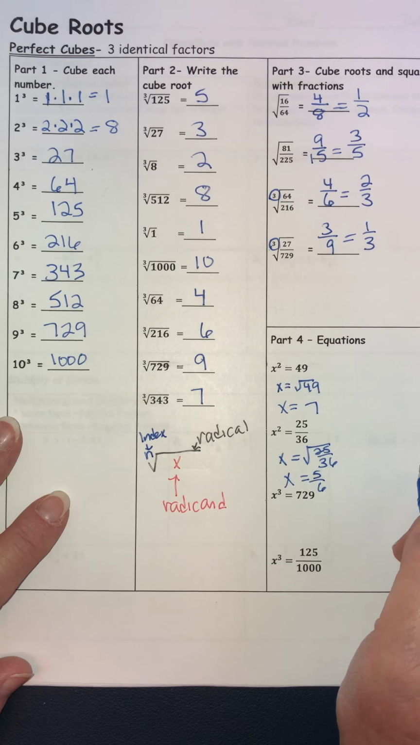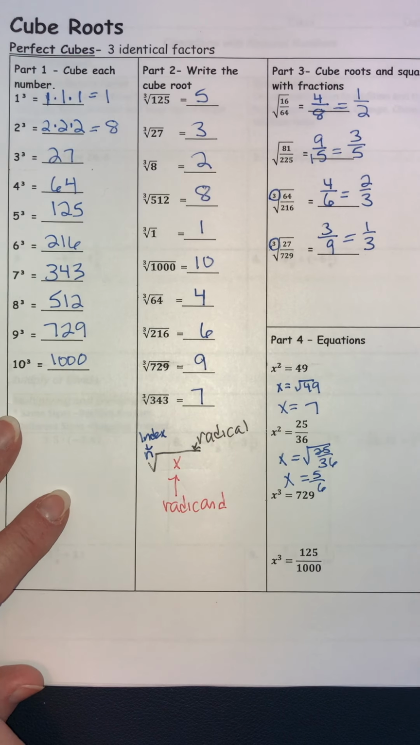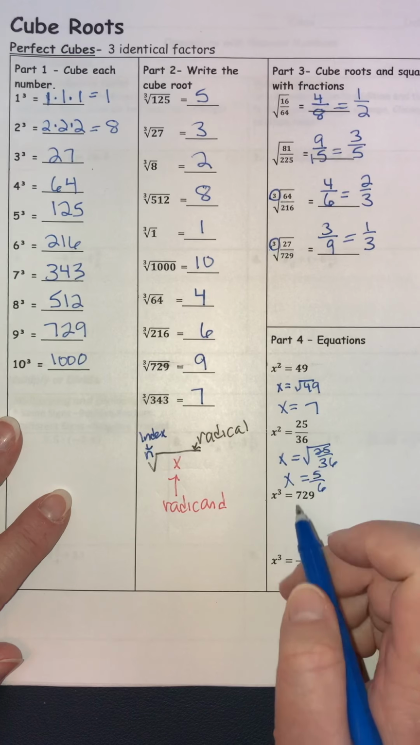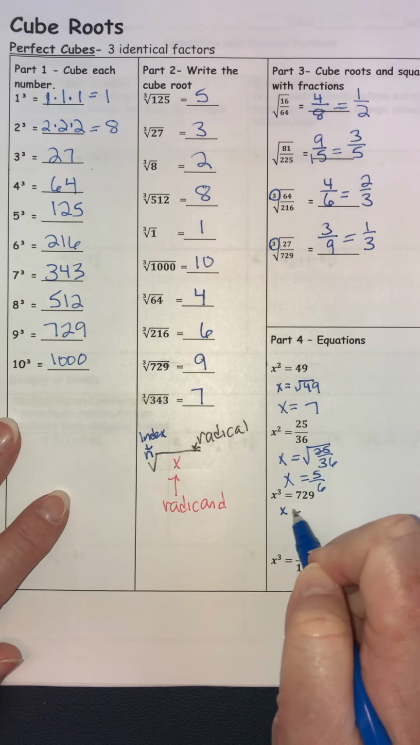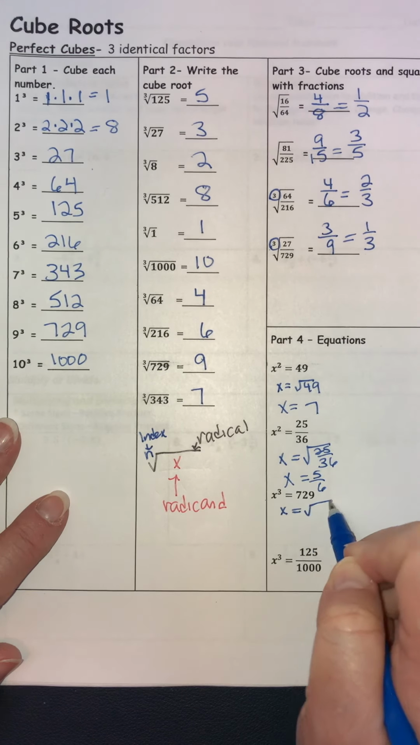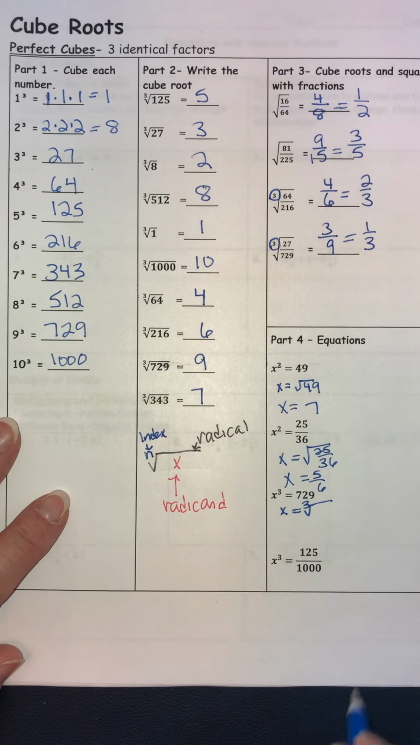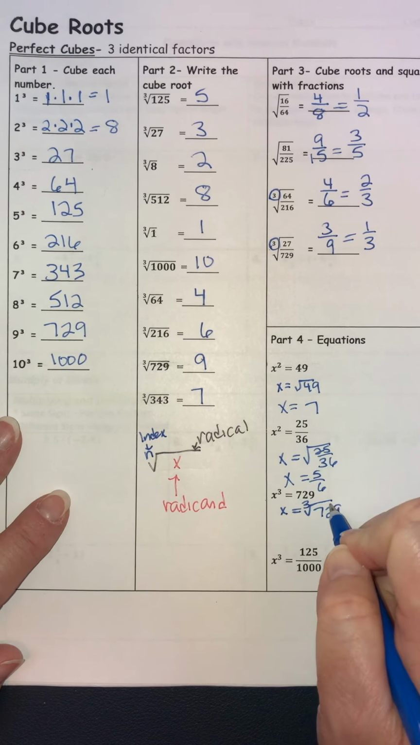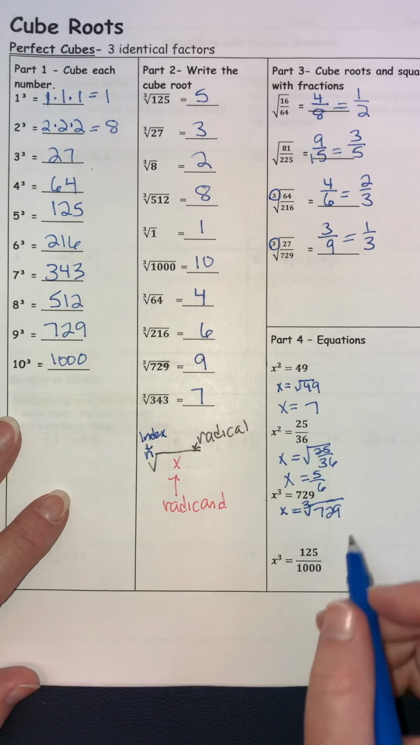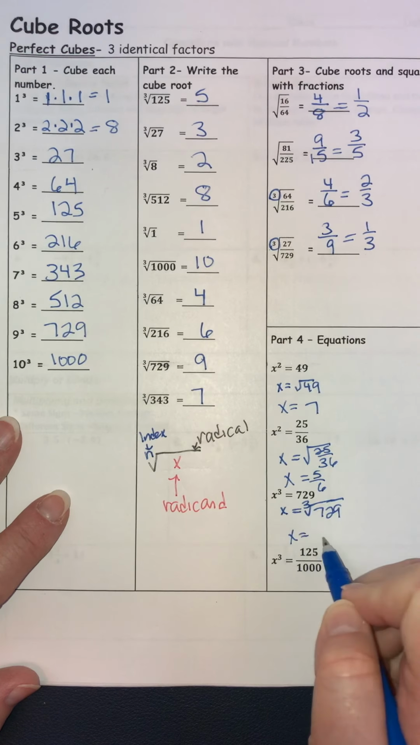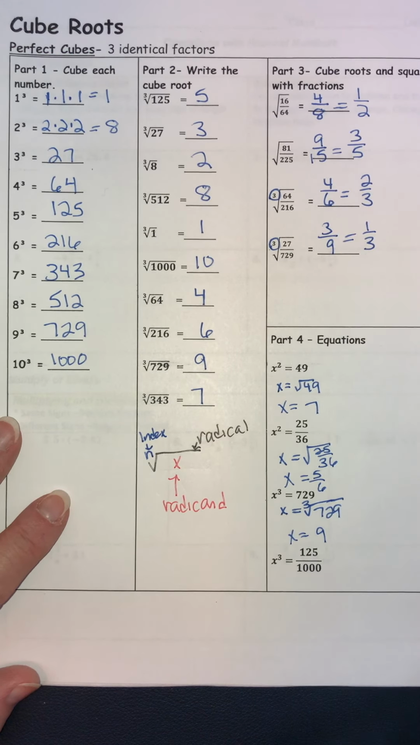Now, cube root. X cubed equals 729. Just like I had to find the square root, because it was the inverse, now I have to find the cube root. So, x cubed inverse gives me x equals the cube root, don't forget to put your 3 in your index, of 729. And I know from my first list that equals 9. Because 9 times 9 is 81, times 9 is 729.